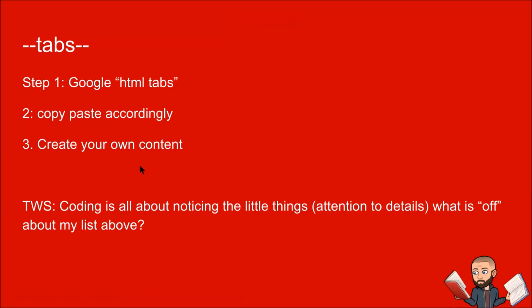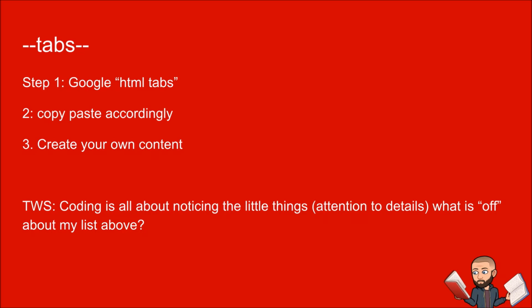The objective today is to learn how to create tabs for your personal website. First thing we'll do is Google the word HTML tabs. Part of this video series is me showing you how to learn, so learning how to learn. Learning how to take the learning into your own hands. After we've found the code to make the tabs, we'll go ahead and copy and paste. And then I just want you to create your own content from there.